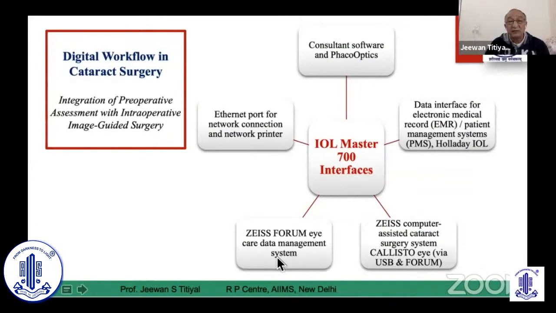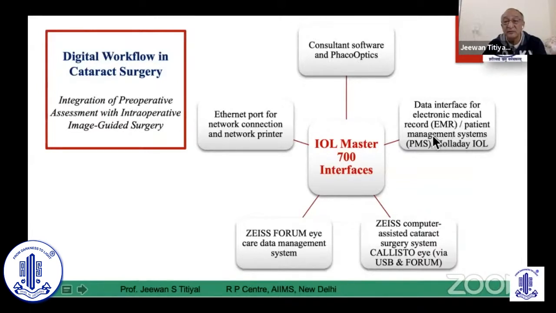So if you have IOL Master 700 as an interface, what all things can be used to get a good outcome in your patient? Basically, it is the integration of pre-operative assessment with IOL Master 700 and transport of this data to the operating table. So basically, it is an Ethernet port which is connected, internet connected with the system to the printer, and the software can also be there.